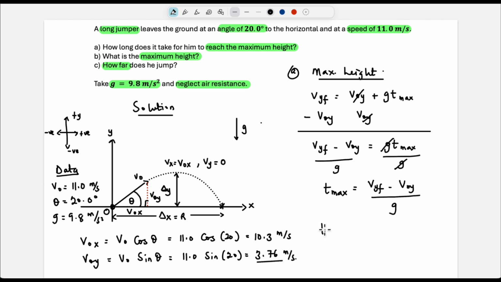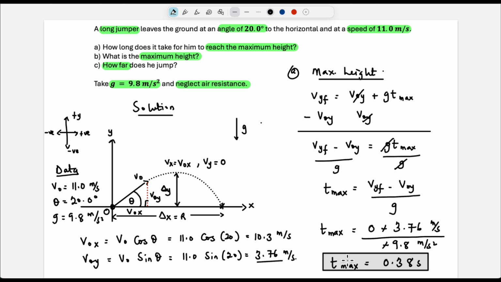So we are going to have t maximum, the time it took to get to the maximum height, equal to 0 minus 3.76 meters per second divided by negative 9.8 meters per second squared. Now we can see that the two negatives cancel out, and then we will have t max of 0.38 seconds. The time it took this object to reach the maximum height is 0.38 seconds.